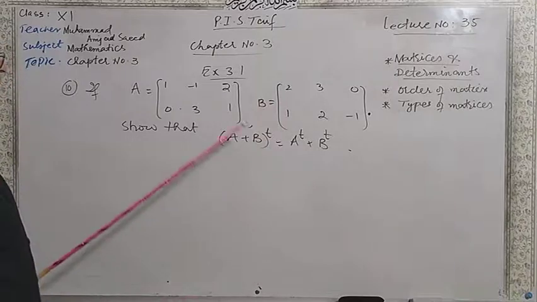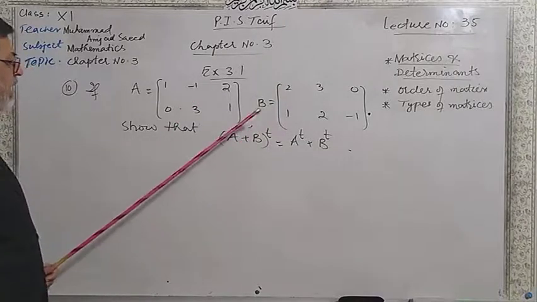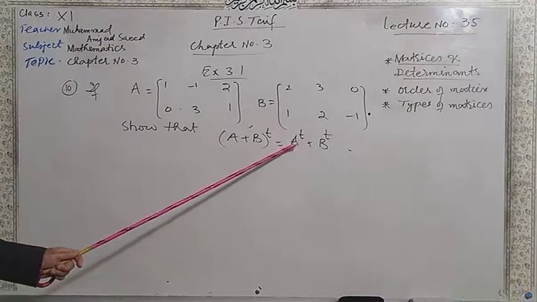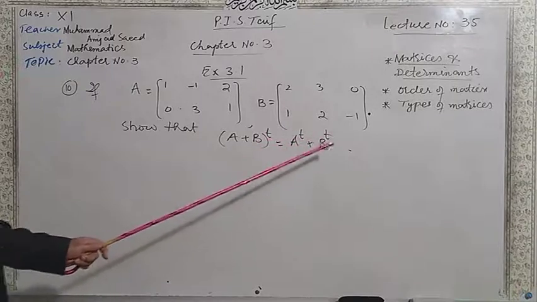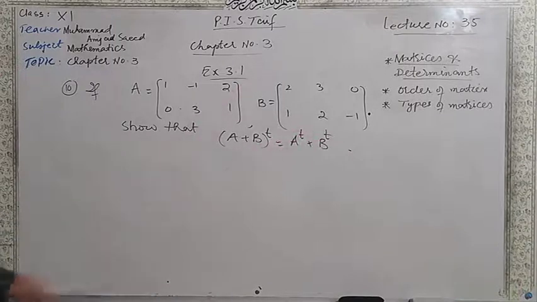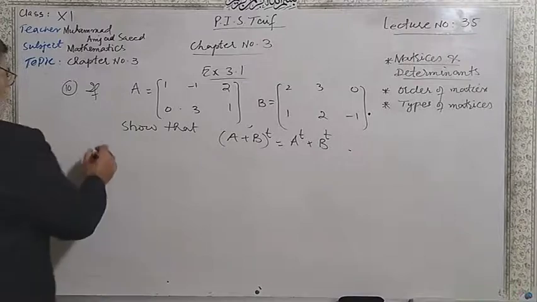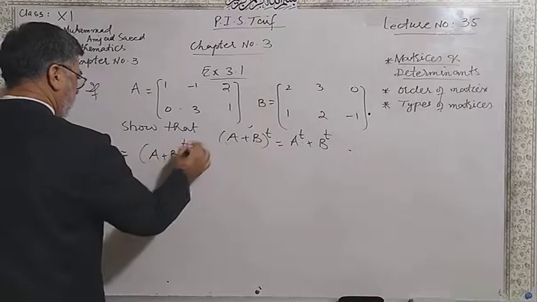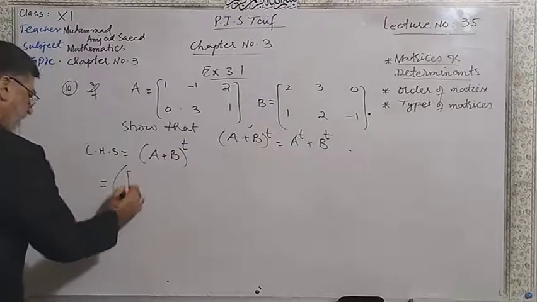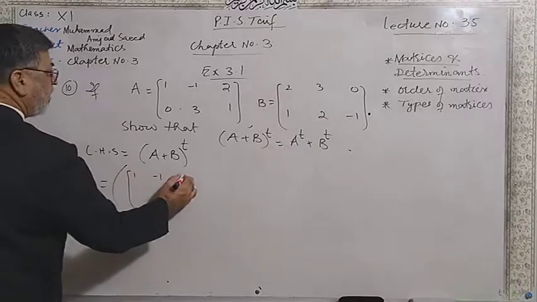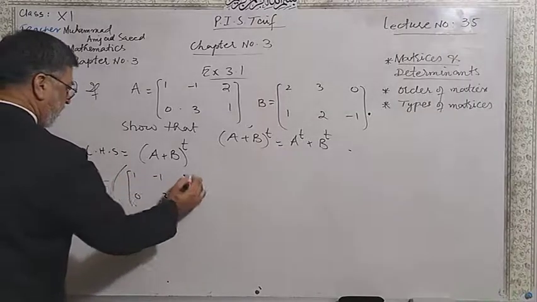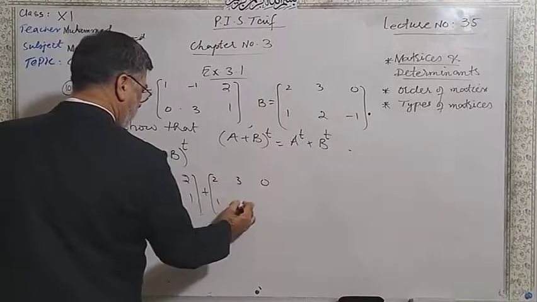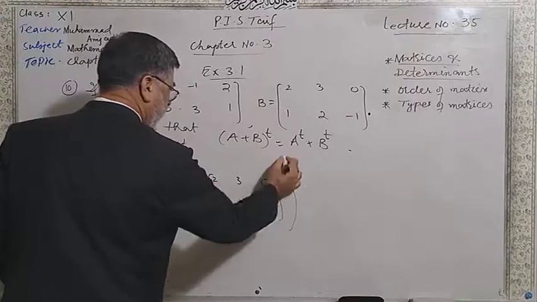In left hand side you will add A and B first and then you take transpose. In right hand side you will take transpose of A and B first, then you add them after taking transpose. This is the difference. So left hand side is equal to A plus B whole transpose. You can write down, there is A, 1 minus 1, 2, 0, 3, 1, plus B is 2, 3, 0, 1, 2, minus 1, and whole transpose.